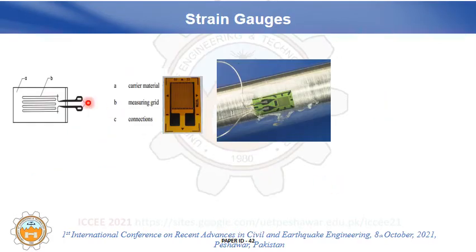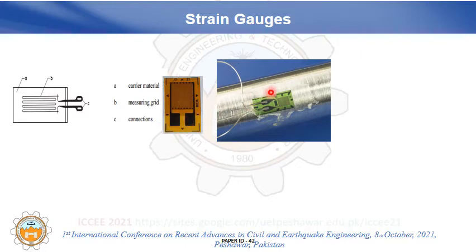A strain gauge consists mainly of three parts. One is a carrier material, which is a thin foil, a wire wound in sinusoidal form, and connections. This grid, or wire wound in sinusoidal form, is very sensitive to strains. A minor strain in it leads to high changes in resistance. This change in resistance is measured and converted to the required data. This is a real picture of a strain gauge. As is clear from the picture, it is a thin foil, a wire wound in sinusoidal form, and a connection to it.